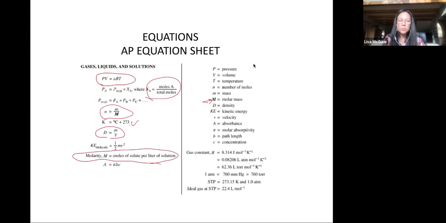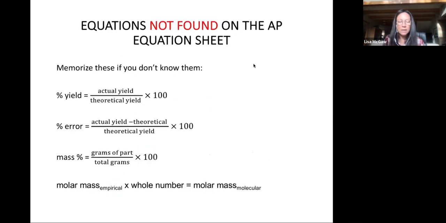And then this equation down here at the bottom of the page: molarity, moles of solute per liter of solution. They just didn't write it as an equation. So you might want to take your equation sheet and say capital M is equal to moles of solute per liter of solution, and put it more in a formula kind of thing so that you have it written out for yourself. I think that might make it a little bit more handy.